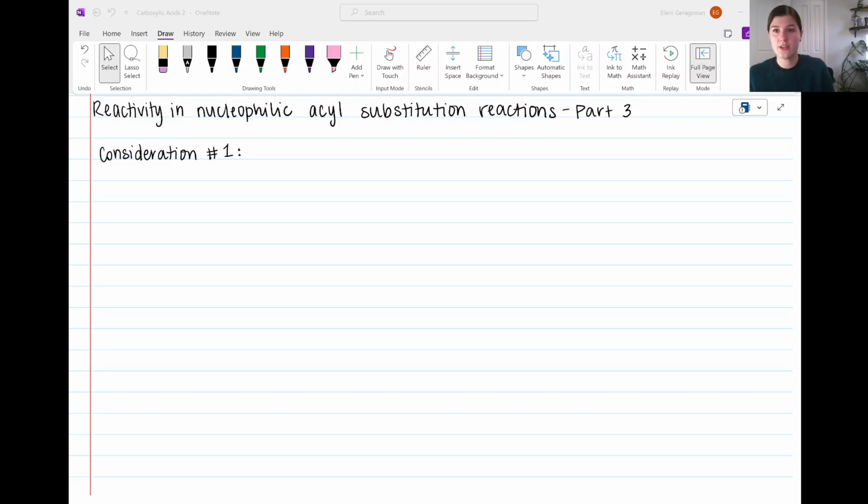All right, we will continue talking about the reactivity of different acyl groups in nucleophilic substitution reactions. And the first consideration now, we're really going to start describing the trend in reactivity. The first consideration we'll make is the structure of the starting material.